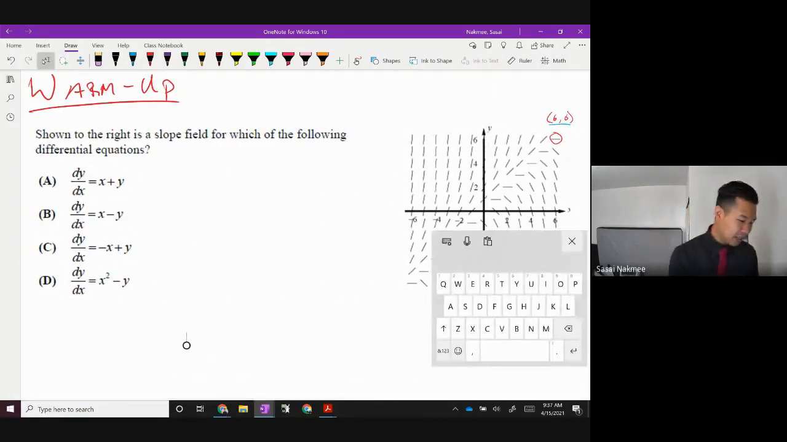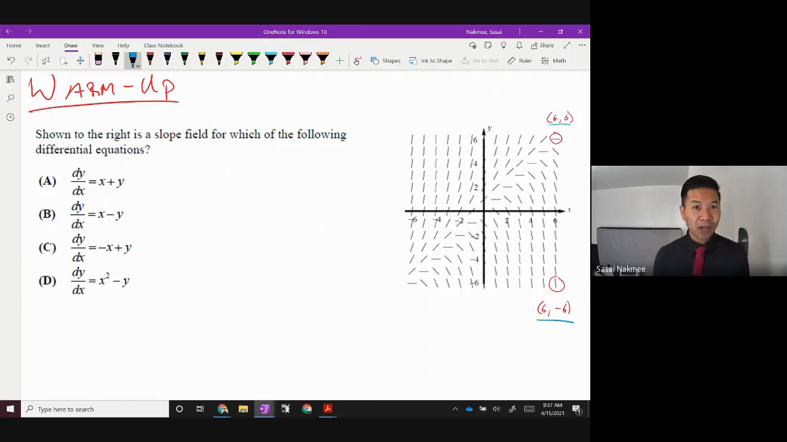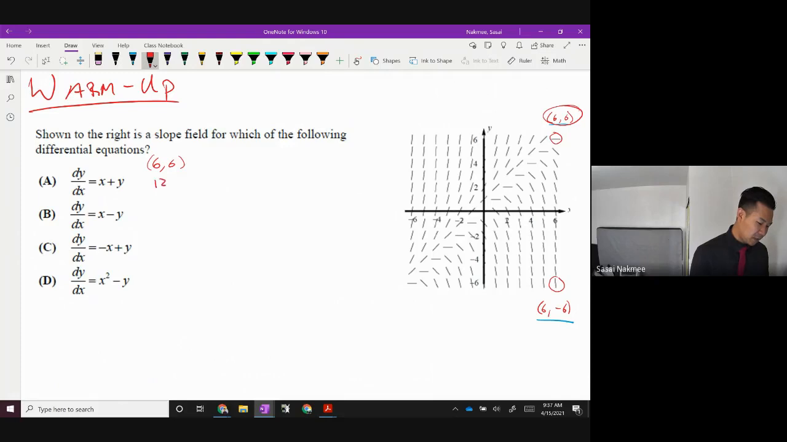So what I can do instead is plug in some points and see what I get as my slope value at that point based off of these differential equations, because that's what these dy dx's represent. It's going to give you the slope at any particular point, right? And the first point I want to test out is one of the points I circled right here, which is 6, 6. That's my x and that's my y value. I'm going to plug this in right here. 6 plus 6 gives me a slope of 12. 6 minus 6 gives me a slope of 0. Negative 6 plus 6 gives me a slope of 0. And 6 squared is 36 minus 6 gives me a slope of 30.